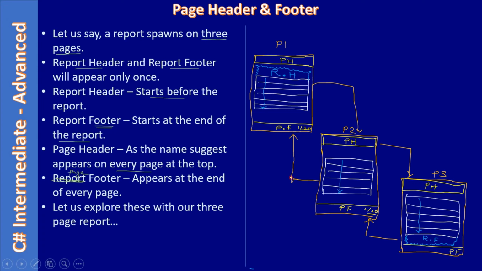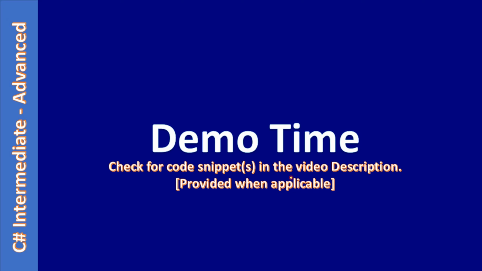Right, now we will go ahead and use page header and page footer. We will place an image on the page header, and then we will place a special field on the page footer so that it will show the report number. Now it's demo time. We will go to the demo.